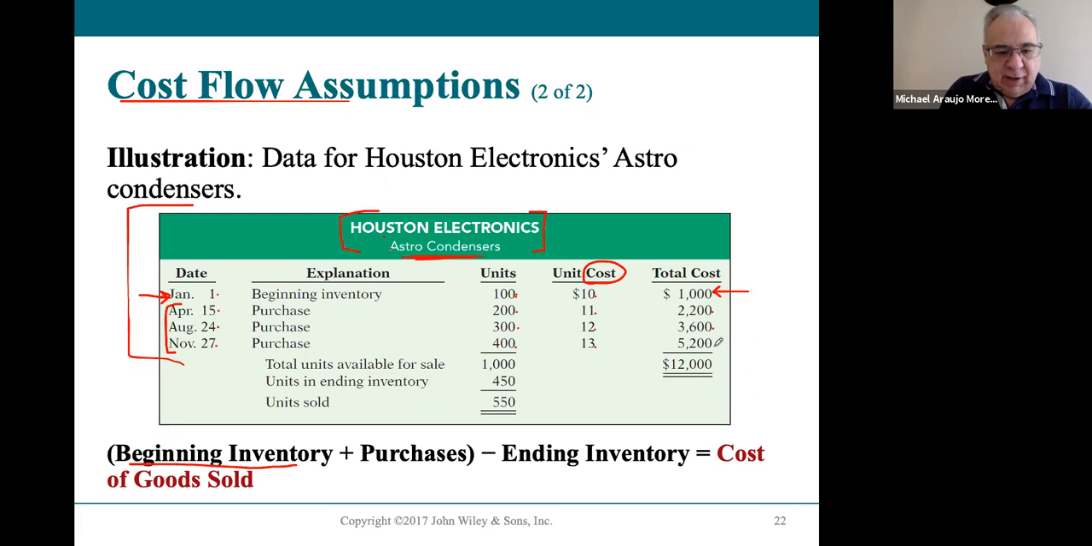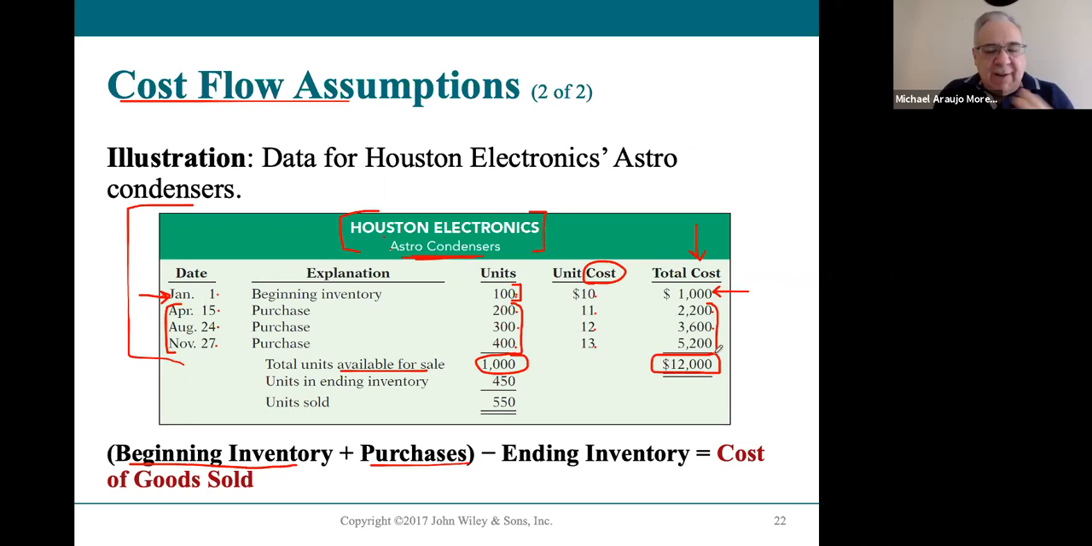Look what happened. They bought 900 items, right? 900 more units. They start with 100 units. They bought 900 more. They have a total of 1,000 units available for sale. On the cost side, they started with beginning inventory of $1,000. They bought $11,000 worth of inventory. That's the purchases. They have a total amount of inventory of these Astro condensers of $12,000.